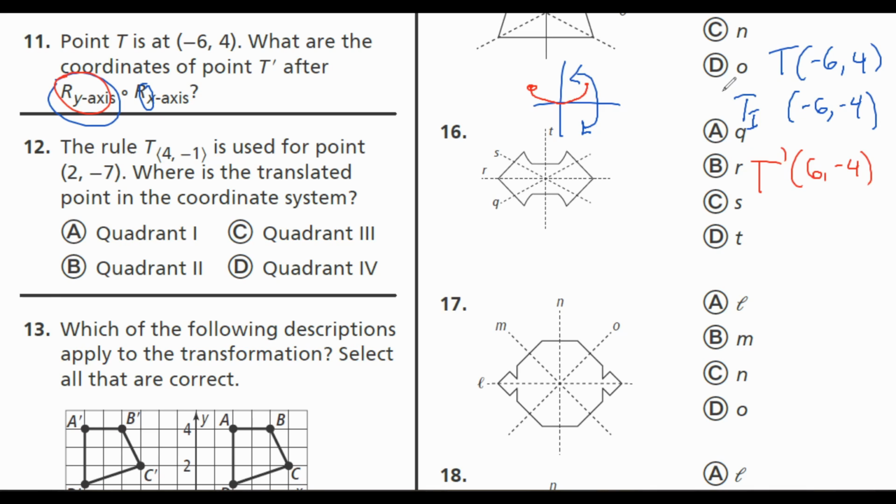Remember, this right here stands for T intermediary, and that just means I can't increase my notation yet because I haven't finished this composition of rigid motions. We only increase our prime once our composition chain has run its course and we have our final resting spot. So for this one, we have our final answer of 6, -4.